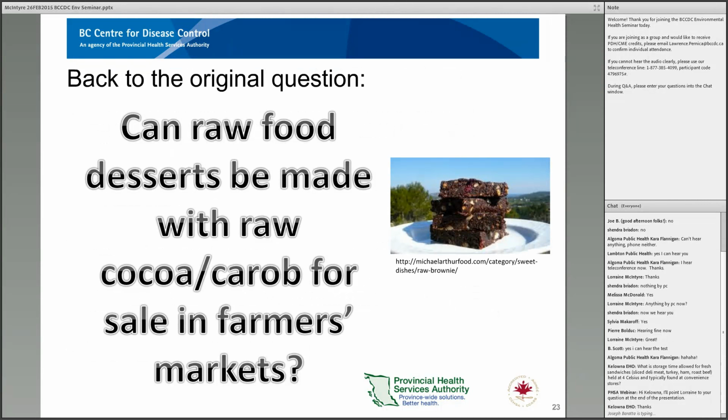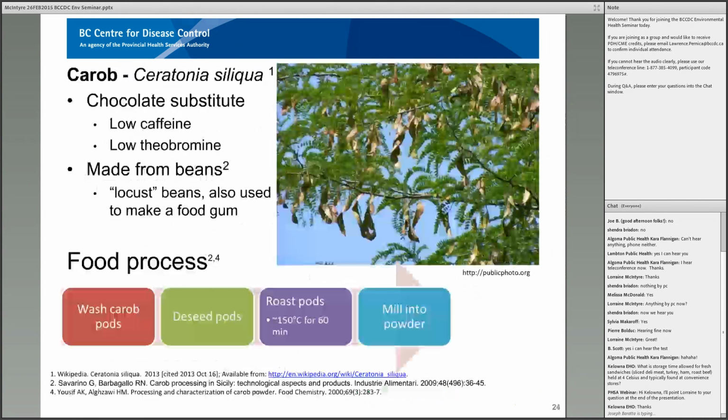So back to the original question, how about raw food desserts made with raw cocoa or carob? Okay, well, carob, I didn't know anything about carob. So I did the first thing most of us would do. I wikied it and found a picture. And I found out that carob is a chocolate substitute. It's low in caffeine and theobromine, and that's why it's considered healthy. And it's also made from beans, and these are actually called locust beans. And they can also be used as a food gum. The food process is generally the same as for chocolate. You wash the pods, de-seed them, roast them, and then mill into powder.